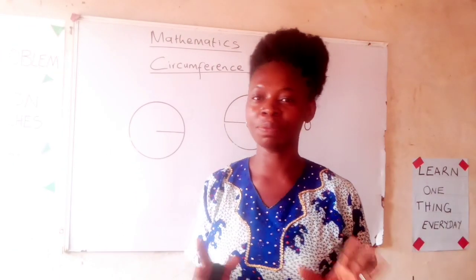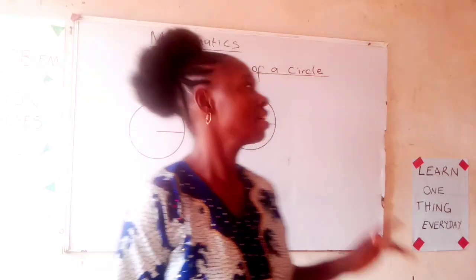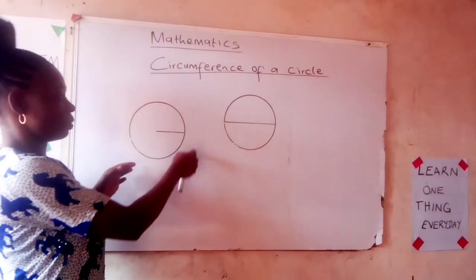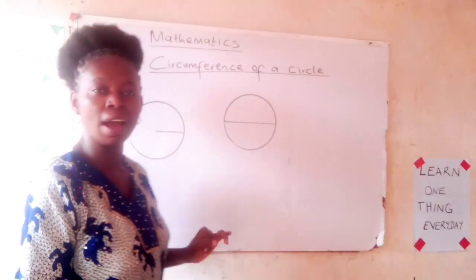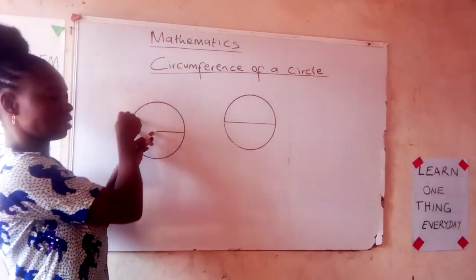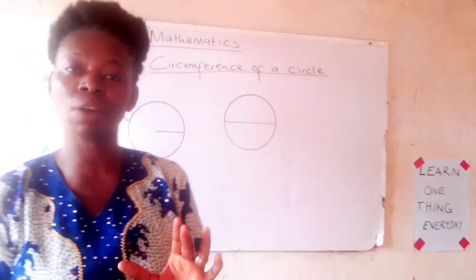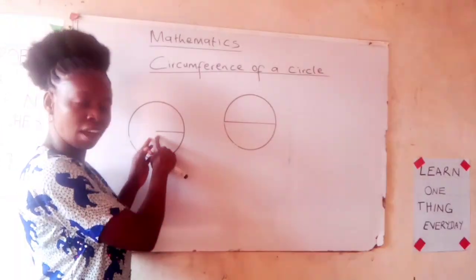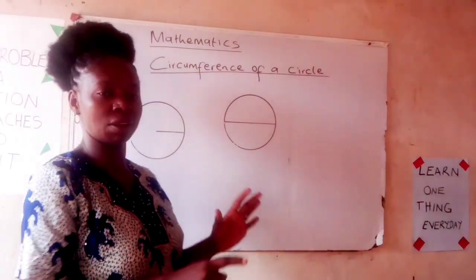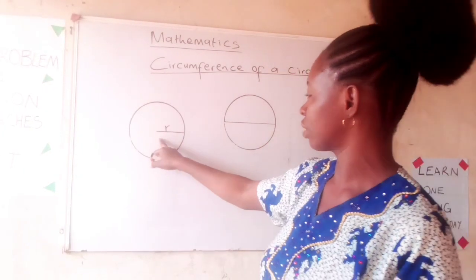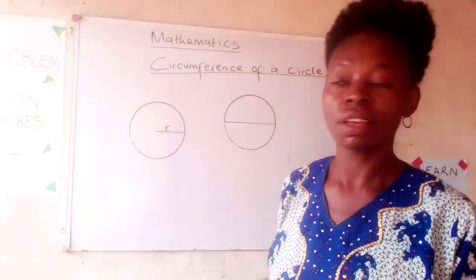In today's video, we're going to be looking at an interesting topic, and that is the circumference of a circle. You can see the circle here. It's a round plane shape that has distance. The distance from the center of it to any point at the circumference is equal. So a circle is a round plane shape that has equal distance from the center to any part of the circumference.